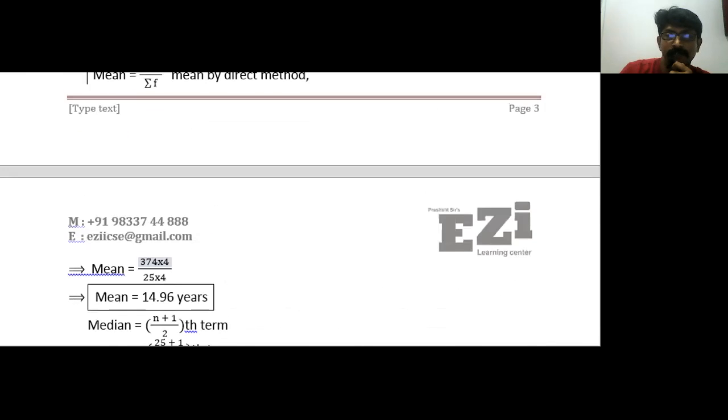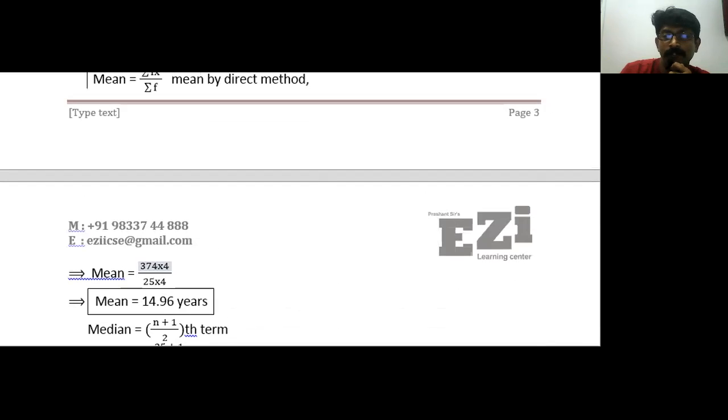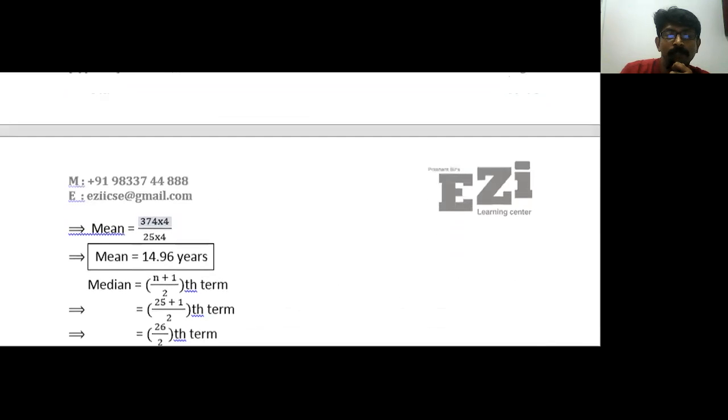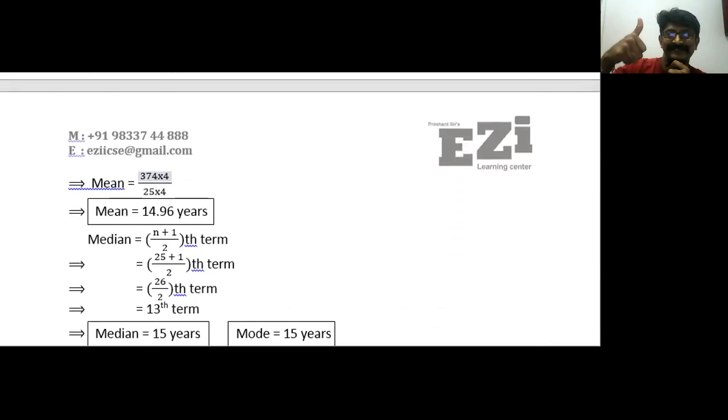Yes, that's nice. If you have understood this, how to calculate the median and mode, give thumbs up. So you got the median is 15 years and mode also is 15 years and mean is 14.96, and that's how you're going to get the 3 marks.